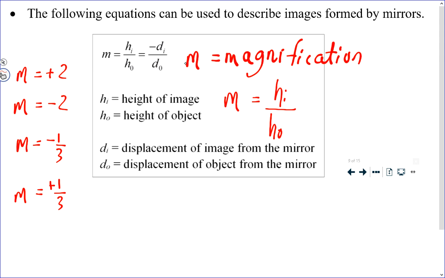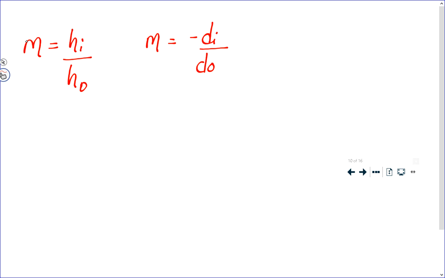I want to point something out to you: that formula on this page, m equals hi over ho equals negative di over do, is actually 3 formulas. Magnification equals hi over ho. Magnification equals negative di over do. And hi over ho equals negative di over do. And the last thing I want to say about this equation is that when you see that negative di, all that means is negative 1 multiplied by di.